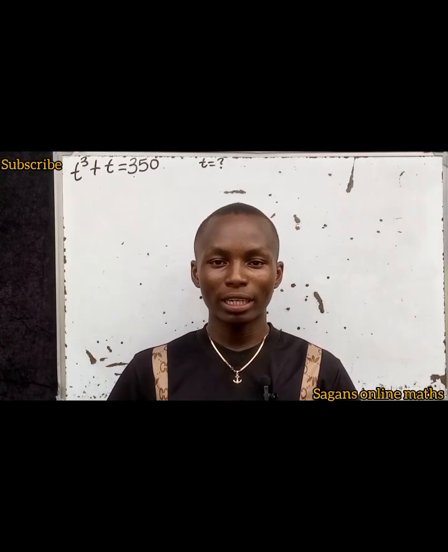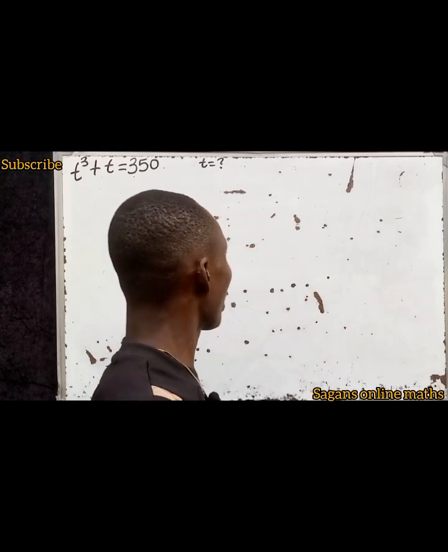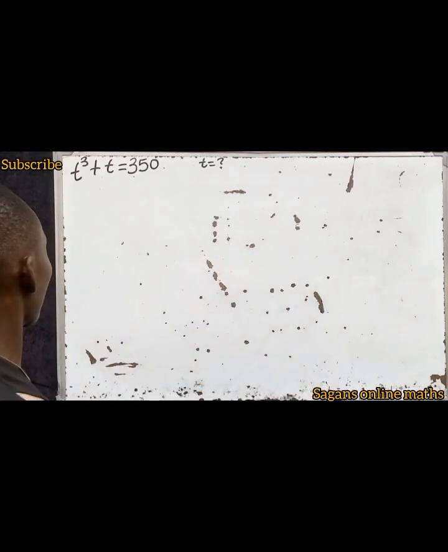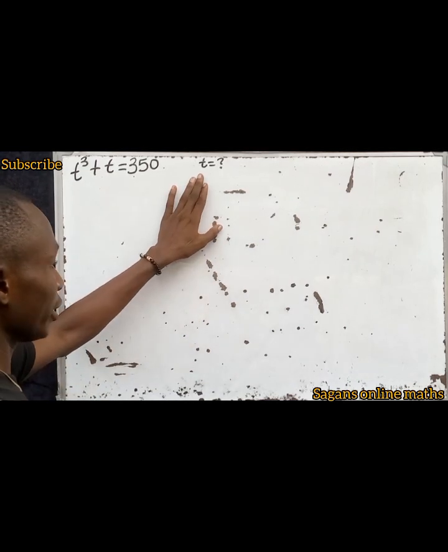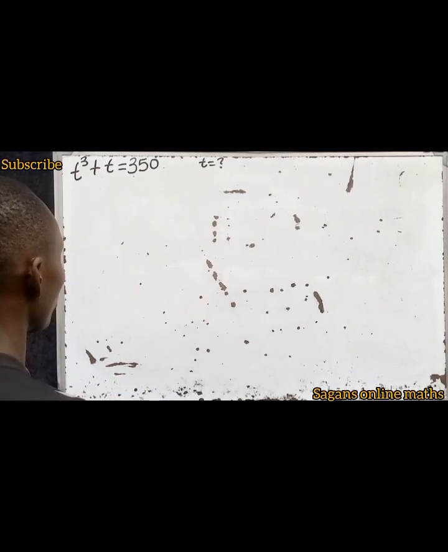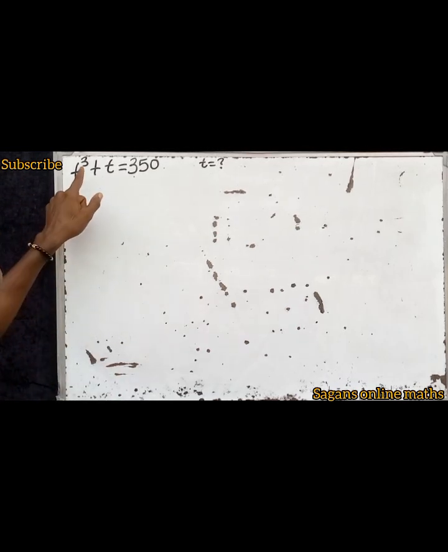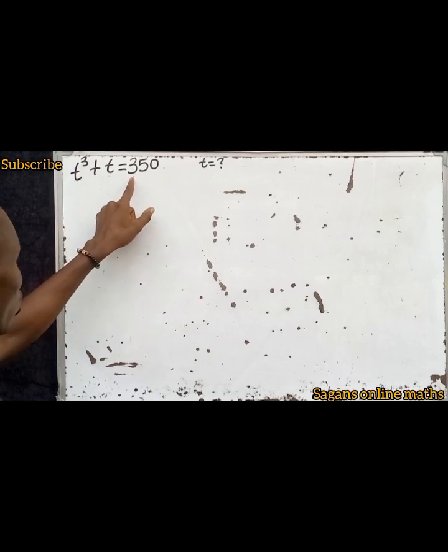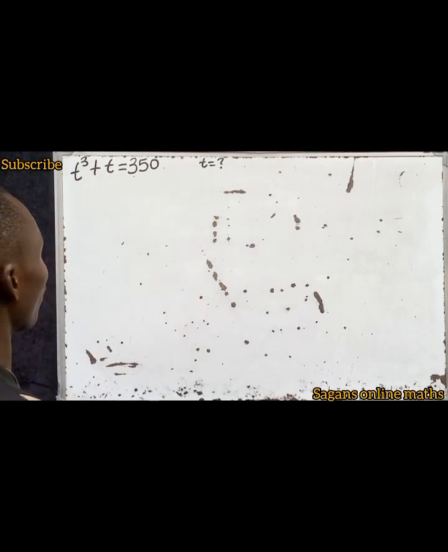Let's solve this question together. Okay, look at the beautiful question we're given on the board. t to the power of 3 plus t equals 350. We are asked to look for the value of t. Now this is a cubic equation, because you have t raised to the power of 3. This is a cubic equation. t to the power of 3 plus t equals 350. We are asked to look for the value of t.